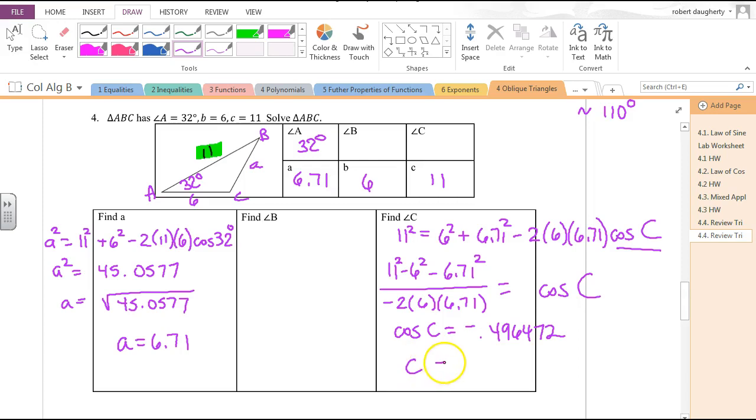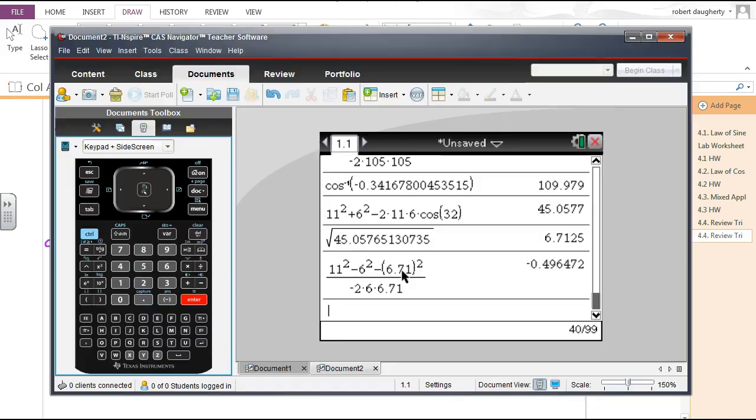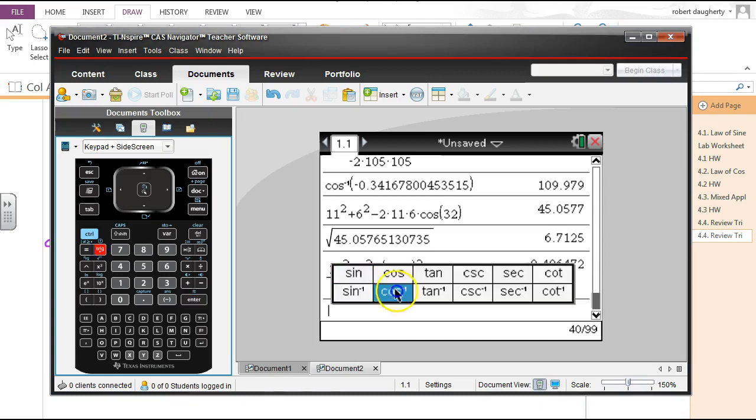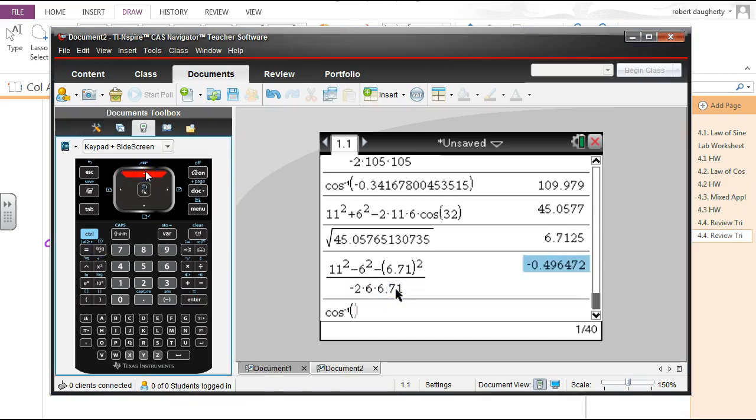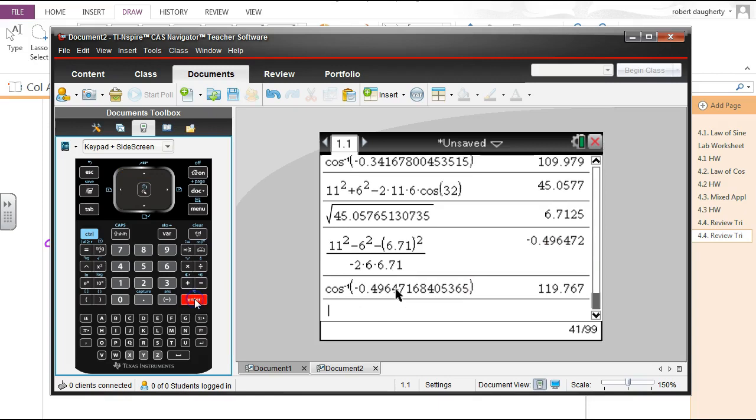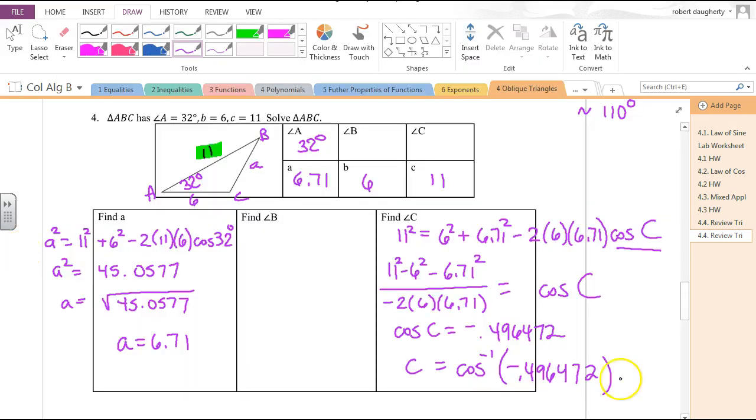Now to solve this for C, C is equal to the inverse cosine of that number. So I go to my calculator, trig, inverse cosine, bring back that number that I had right there, and that is 119.7. Round that to the nearest, that's 120. So that's about 120 degrees. So angle C is 120 degrees.